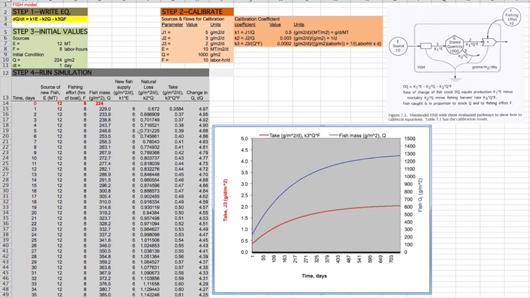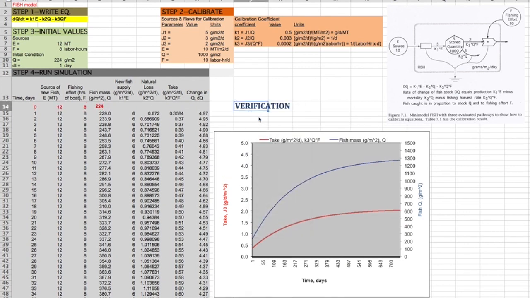Alright, so now we can start to ask ourselves questions and also be trying to verify our model, meaning we're trying to make sure that it's performing as we expect it would. The first thing we may want to test is to see if it is sensitive to effort. So effort was F, that's 8 in our initial value here, and let's just note our graph values. Let's look at the ending values after 2 years.